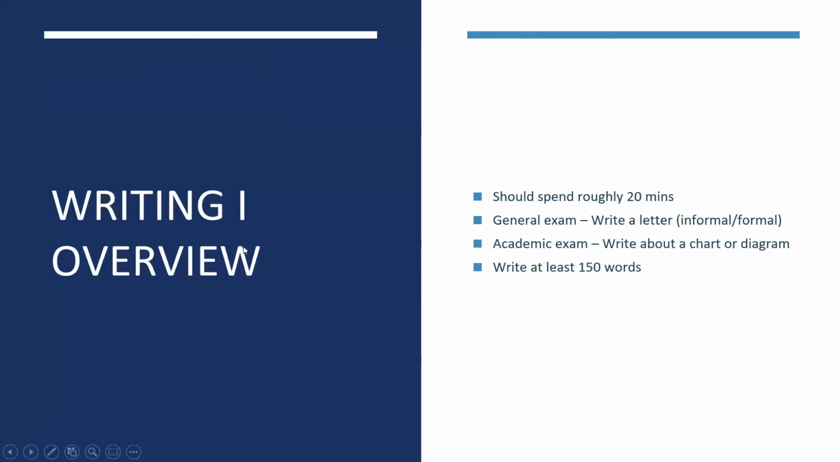Now, when you do the writing part of the exam, they're going to give you 2 parts at the same time. They'll give you writing task 1 and task 2, and you'll have 1 hour to complete both. So here, you should spend 20 minutes. Just keep in mind, it is your job to allocate the time correctly.